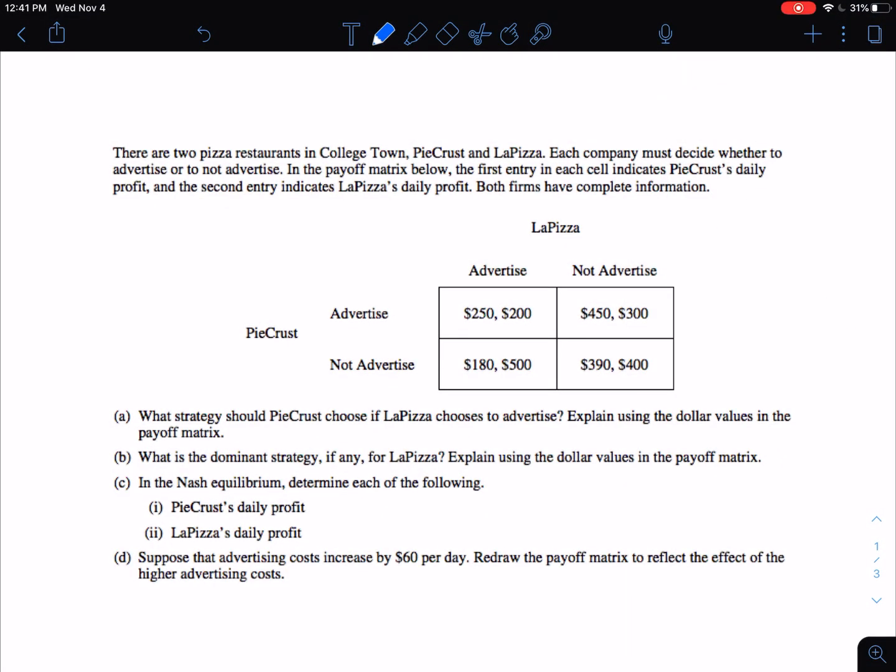Okay, everybody. Sorry about the dog barking in the background there, but let's go through our college town pizza situation. So notice we've got Pie Crust and La Pizza in a two-choice duopoly.